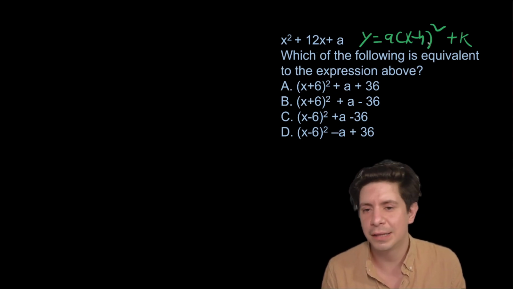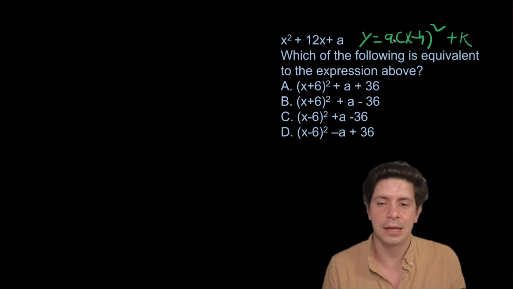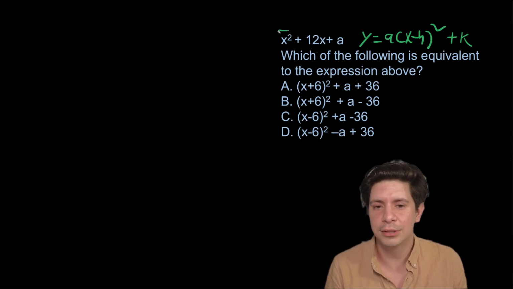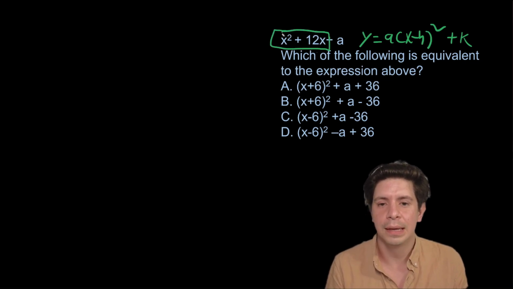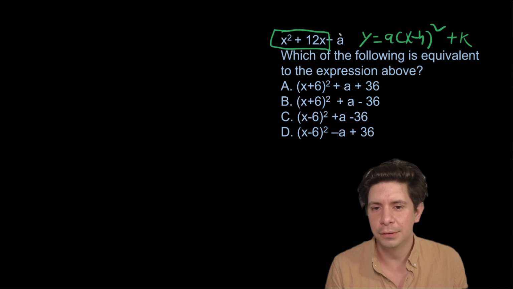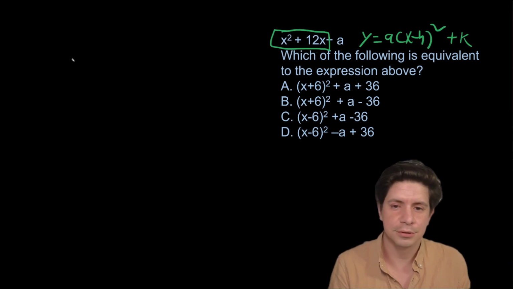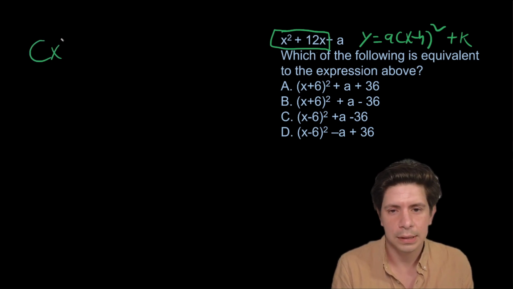So how do we find the h value, right? The x value at the vertex? We complete the square using this part, and then whatever's left over is going to give us the y value. So you do half of 12 again, so it's going to be 6 squared.